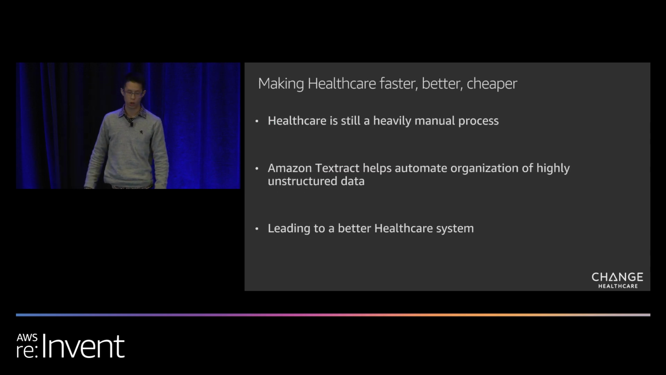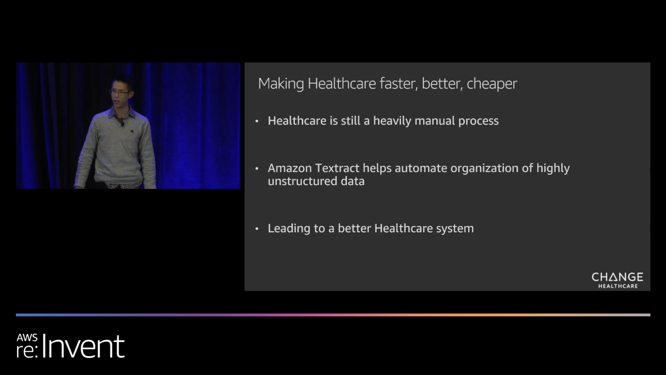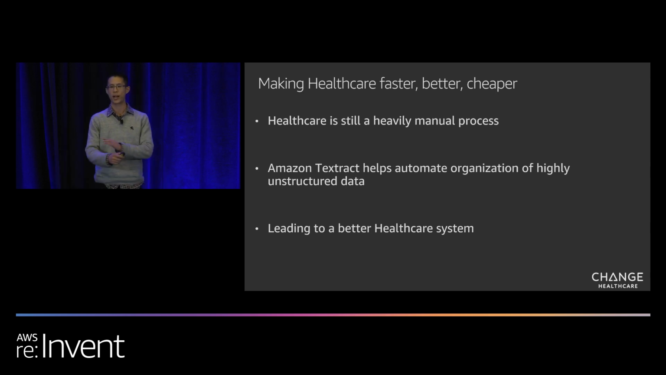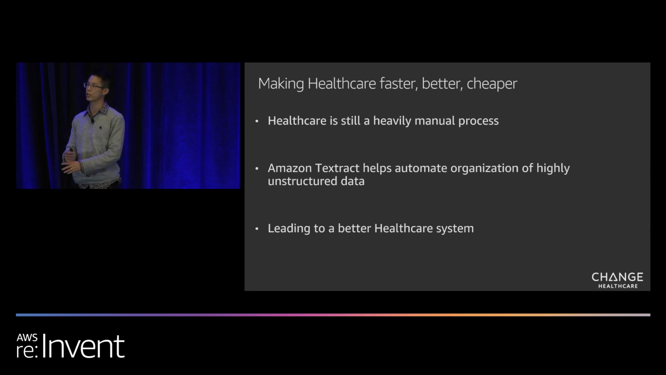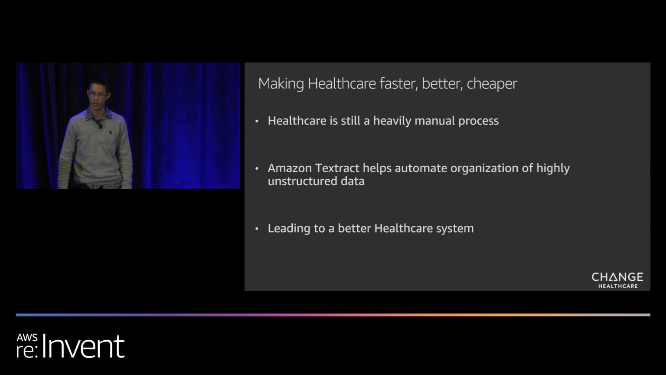So ultimately, our goal is to make healthcare faster, better, cheaper. It's a slogan our chief AI officer talks about a lot, and it's something I actively try and do every day. Healthcare, at its core, is still a very heavily manual process, and Amazon Textract helps make that easier. Medical records are messy, they come in all sorts of formats, and if you can structure that, that makes machine learning on it that much easier. And ultimately, we're just trying to build a better healthcare system.